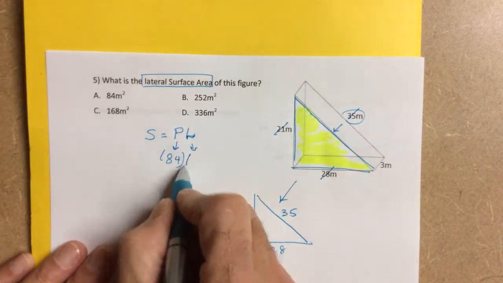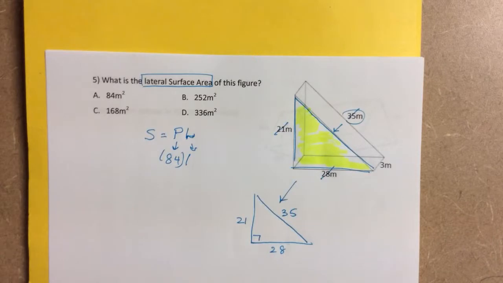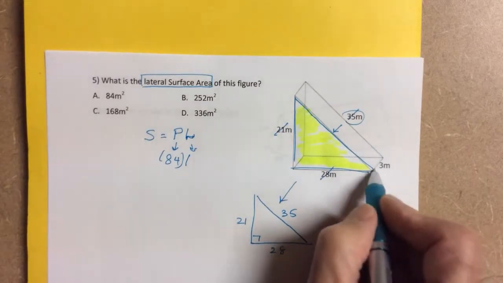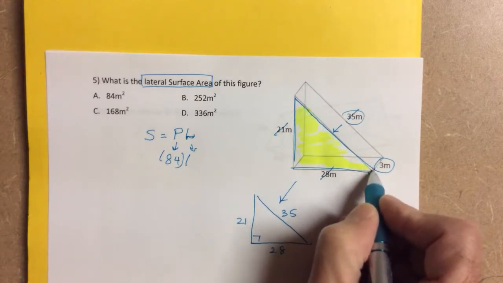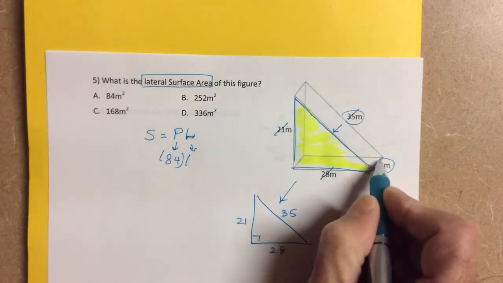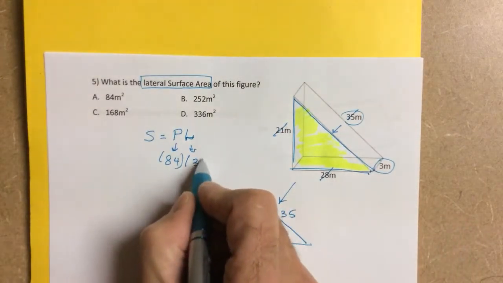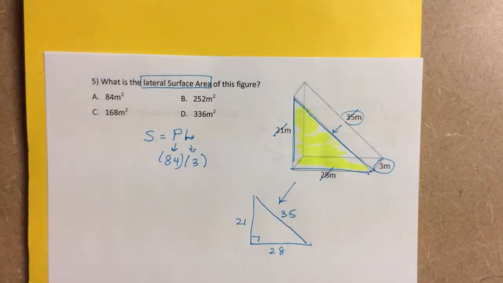Now I just need the height of the prism. Well, the height is the number we haven't used, and it's the distance from one base to the other base, from one triangle to the other triangle. So the height is only 3. So it's just 84 times 3.